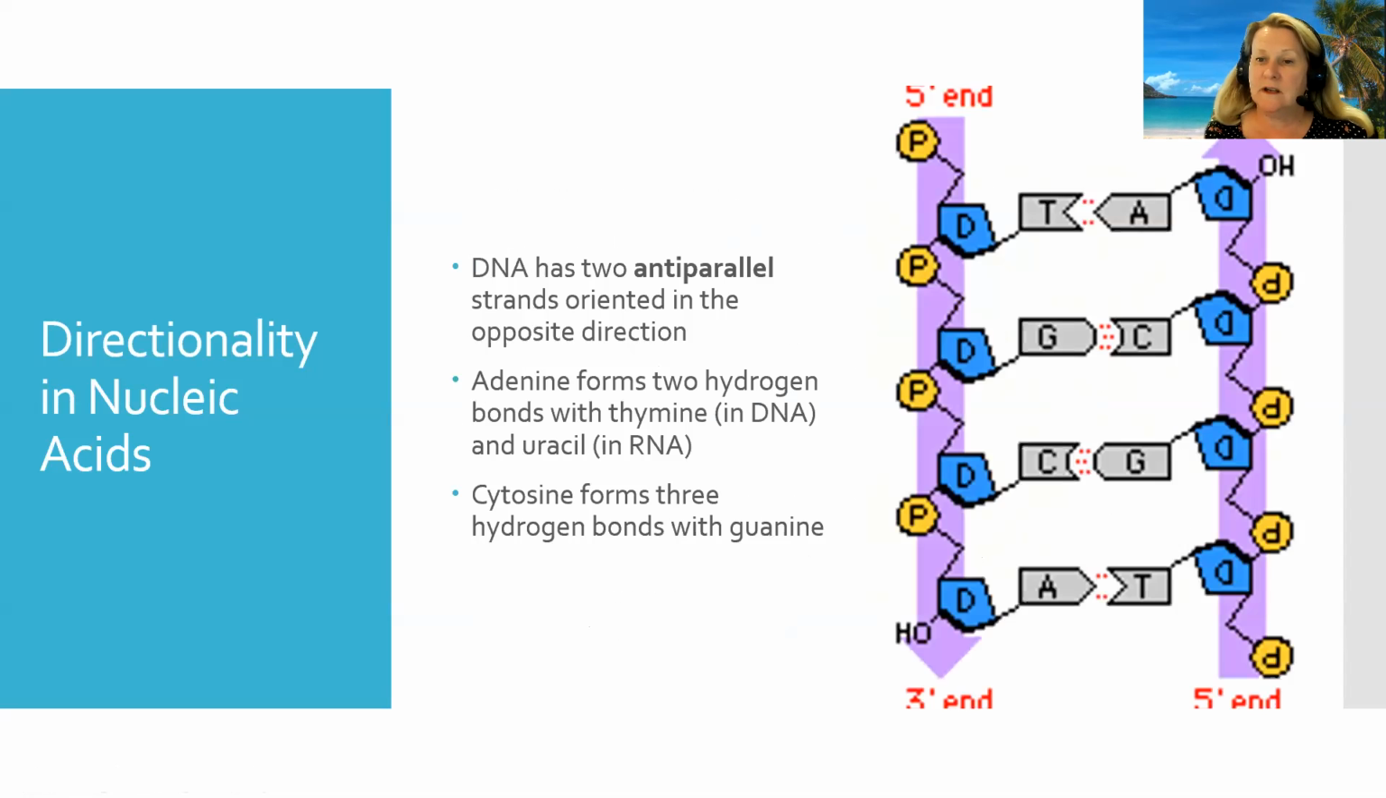Now, in our last video, we talked about how DNA is anti-parallel. It's a double helix. One strand would have the 5' to 3' end oriented this way. The opposite strand would have it reversed. Adenine always forms hydrogen bonds with thymine. They form 2 hydrogen bonds. Cytosine always forms hydrogen bonds with guanine, and they form 3 hydrogen bonds.